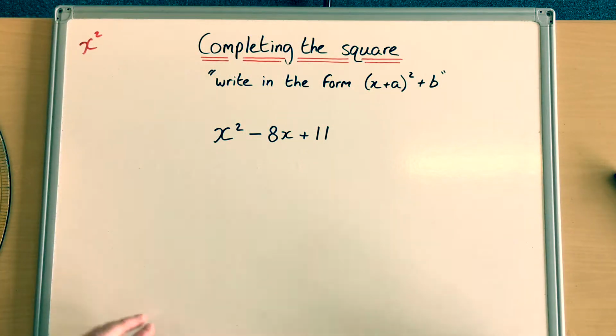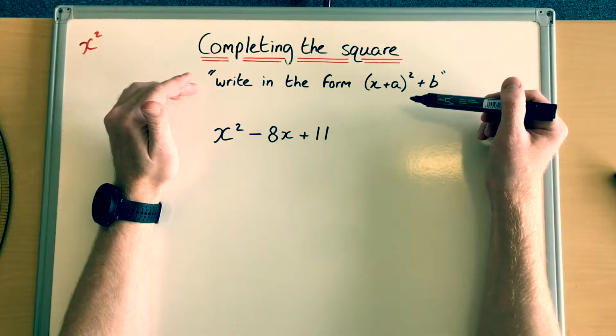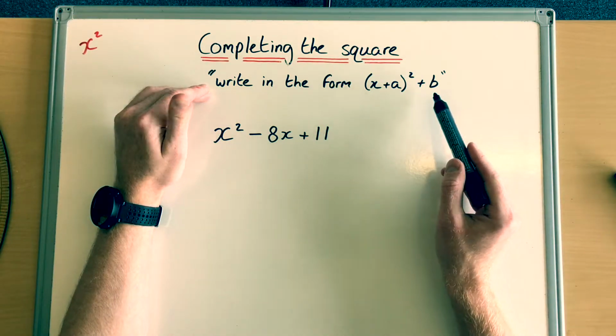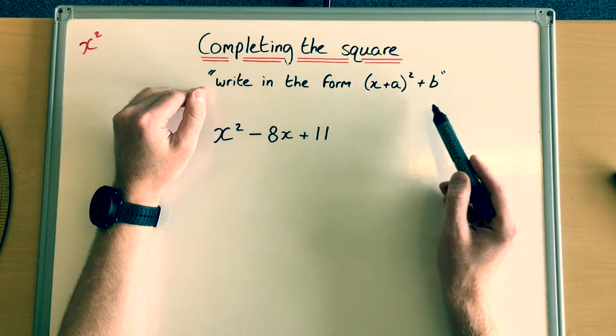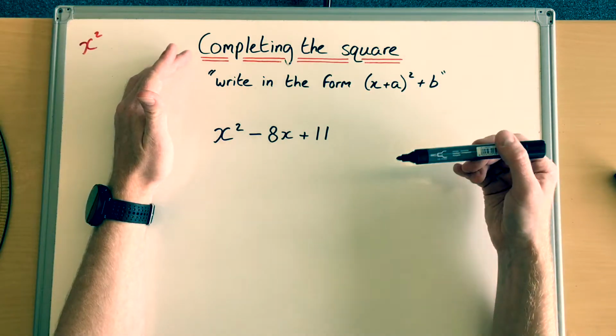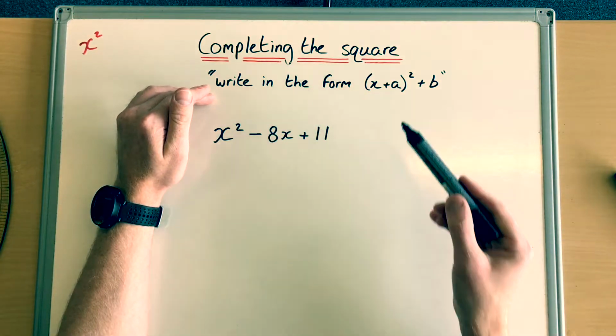Completing the square. If you remember, completing the square is when we have to write it in a form something like (x + a)² + b. That's what it tends to say in the exam. For this kind of question, you'll very rarely see "complete the square" written down in an exam paper. You'll see something like that instead.